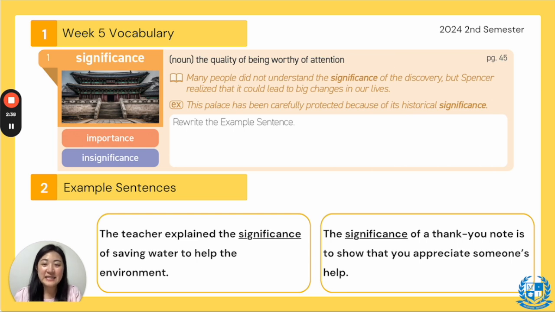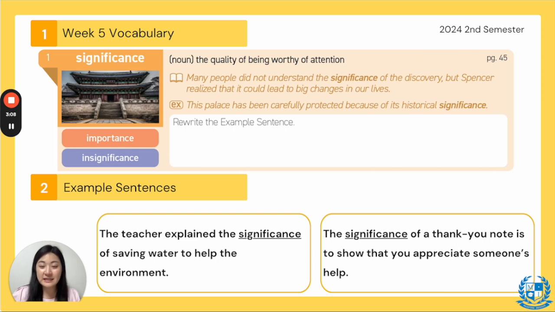Significance. The synonym is importance and the antonym is insignificance. So if we have our prefix here with the IN before the word, that means not, the opposite. So the part of speech is a noun, and the definition says the quality of being worthy of attention. So it's very important. It has importance. This is a noun, remember.